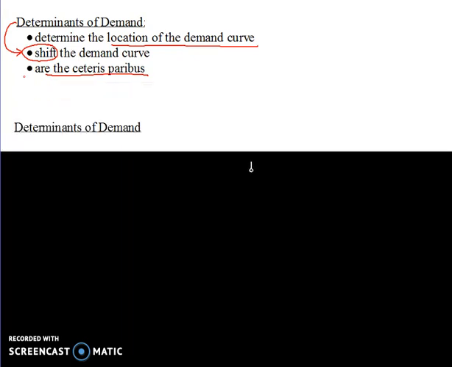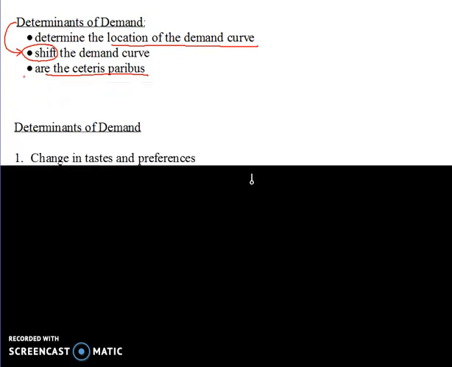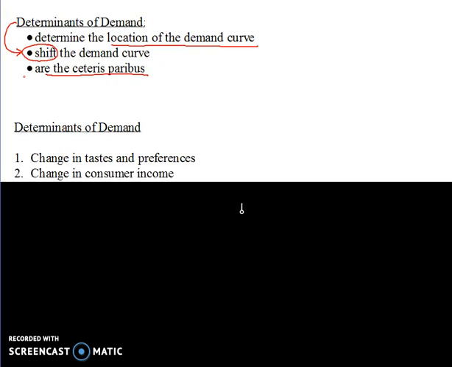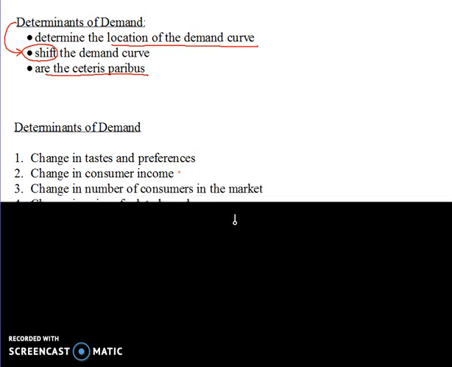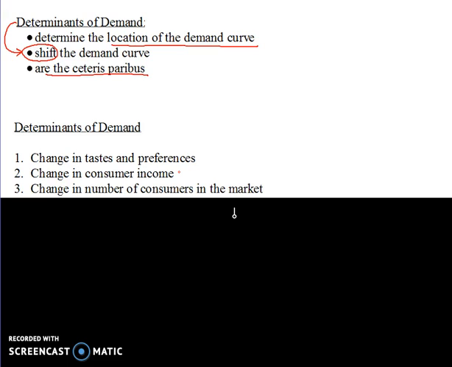And there are 5 determinants of demand that we are going to look at. Some textbooks will have 6 or 7. We're just going to focus on the main 5 determinants of demand, and they are called change in taste and preference, change in consumer income. Taste and preference, that's people just like something more or less. Consumer income, that's pretty obvious. Their income went up or down. Change in the number of consumers in a market, that people move into an area or out of an area.